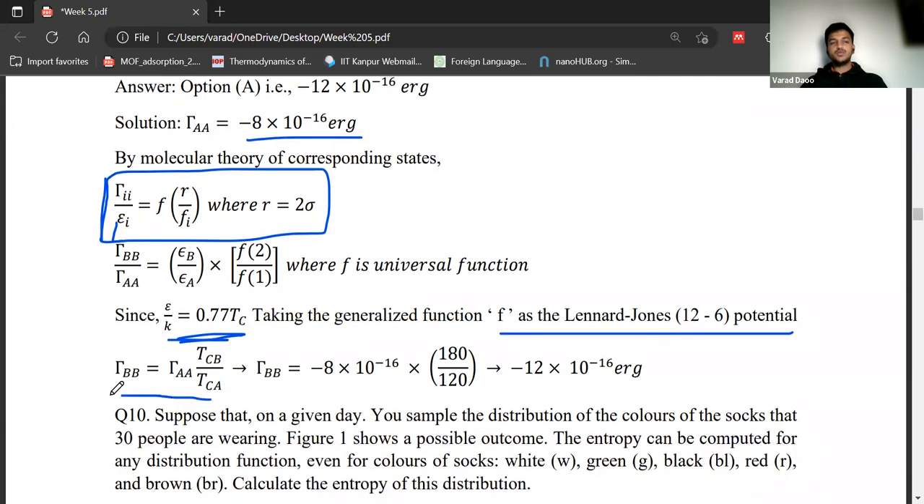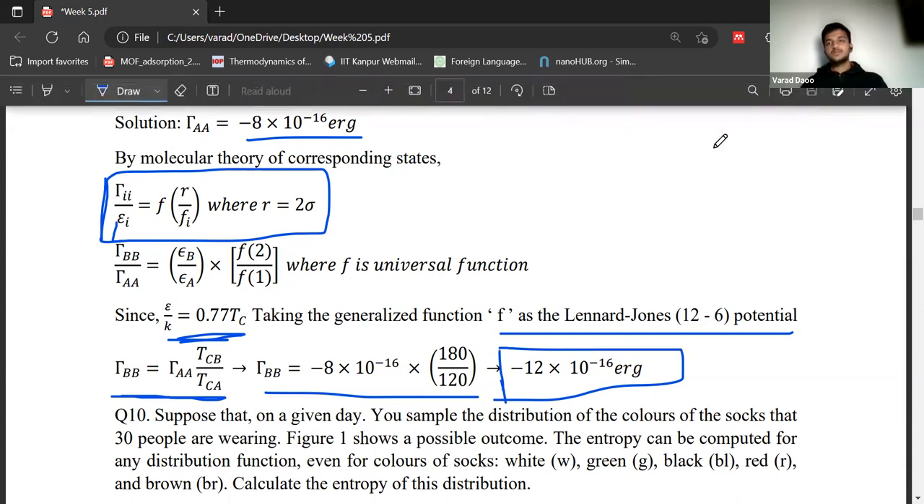And epsilon by k is nothing but this expression. We put in the values and we get tau. So tau here basically represents the energy of interaction, right? So we end up with minus 12 into 10 to the power minus 6. Okay. So anybody has any doubt?